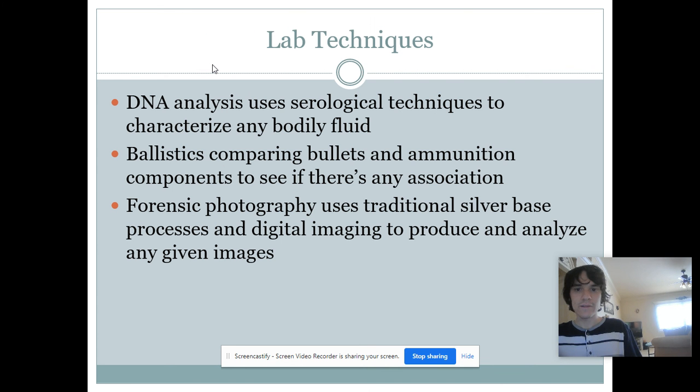Alright. The next slide is on lab techniques. One of the first techniques is DNA analysis, which uses serological techniques to characterize any bodily fluids. This can be anything ranging from blood, semen, and even saliva. The next thing to talk about is ballistics, which compares bullets and ammunition components to see if they have any association with each other. Next is forensic photography, which uses traditional silver-based processes and digital imaging to produce and analyze any given images.